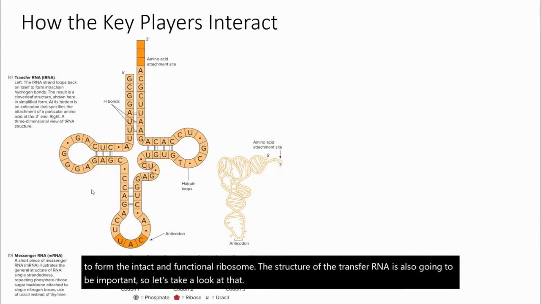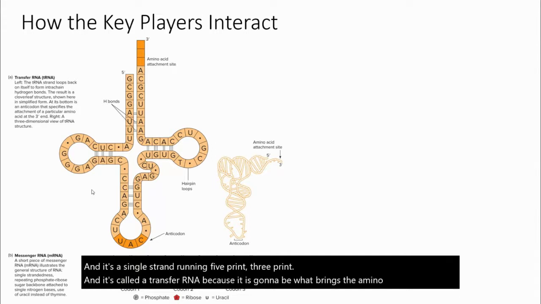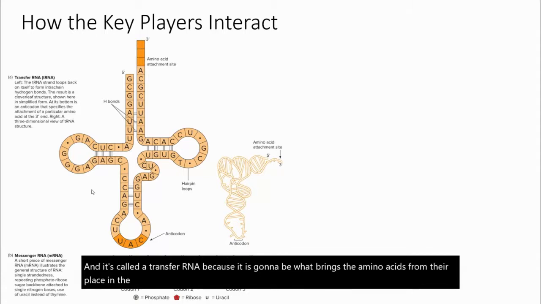So this is a single-stranded RNA molecule that has folded on itself. Again, you know it's RNA because it has uracils in it. And it's a single strand running 5' to 3'. And it's called a transfer RNA because it is going to be what brings the amino acids from their place in the cell to the ribosome to actually build the protein. So the T for transfer is because it's transferring amino acids to the ribosome.